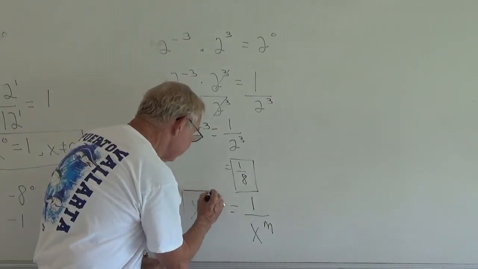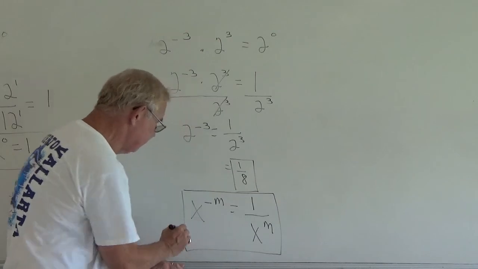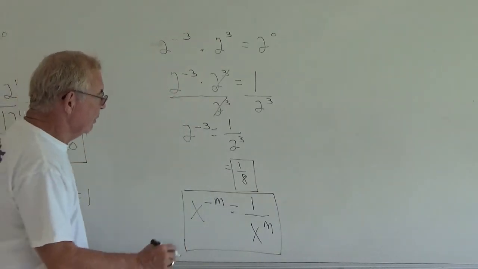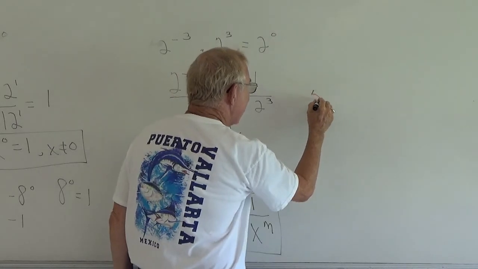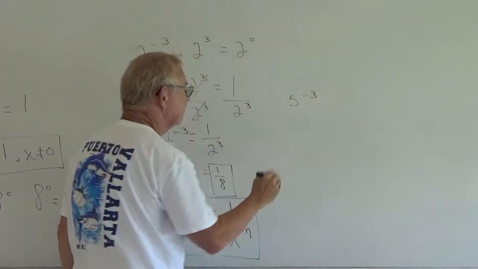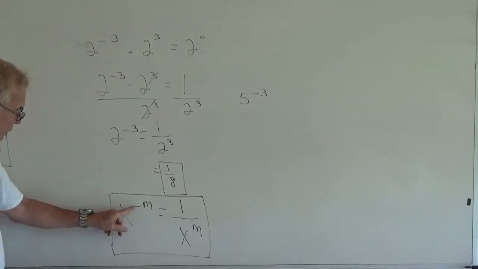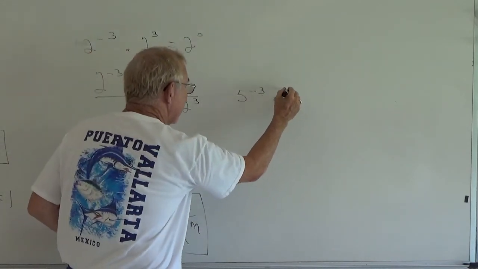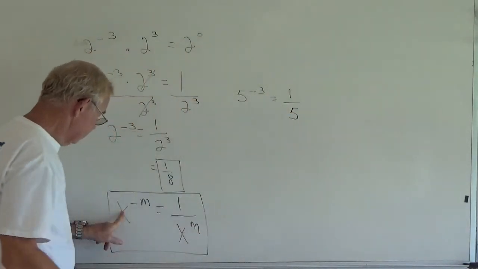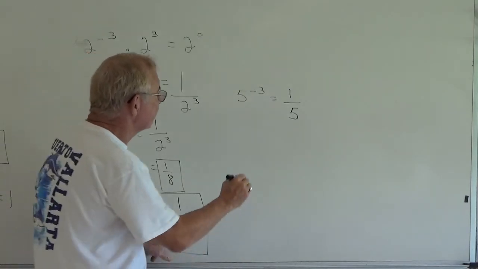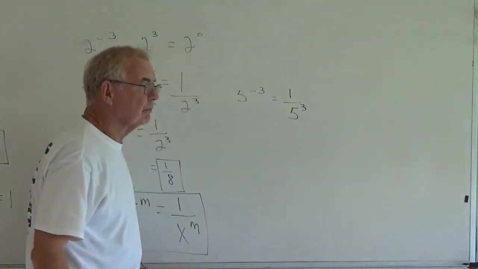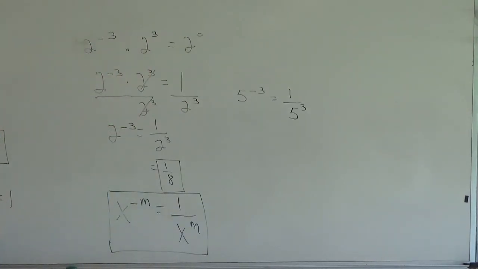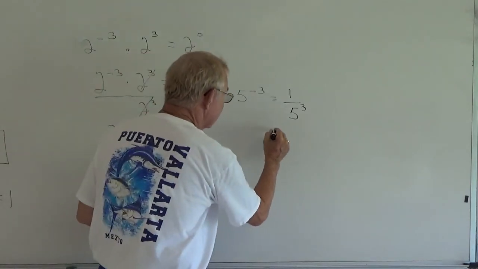Rule 5. So an example of that would be, what's 5 to the negative 3 power? Okay, 5 to the negative 3. So what do you do? You take the 5 downstairs, and you raise it to the positive 3 power. And now what's 5 times 5? Hopefully you'll say 25. And then what's 25 times 5? Hopefully you'll say 125. And that's your answer.